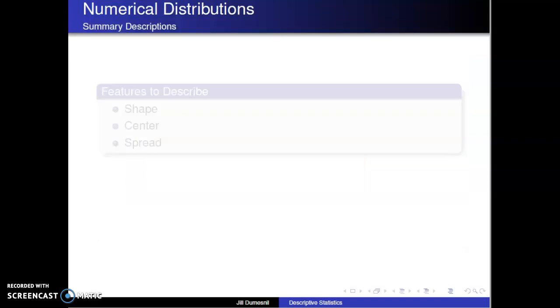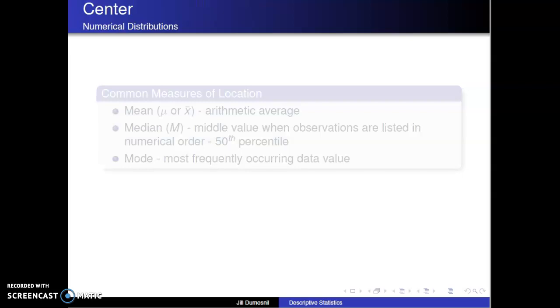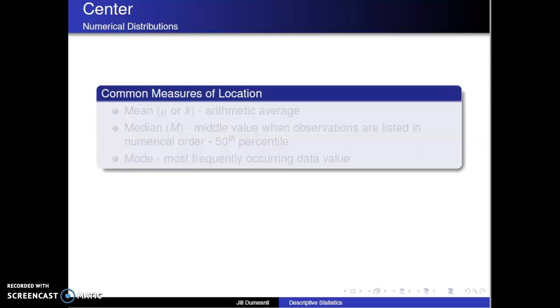In general, to summarize a numerical distribution, we want to describe three features of the distribution or density curve. These features are shape, center, and spread. We already mentioned the shape of the curve. The center of a distribution is a measure of a typical observed value. These measures are also called measures of location.